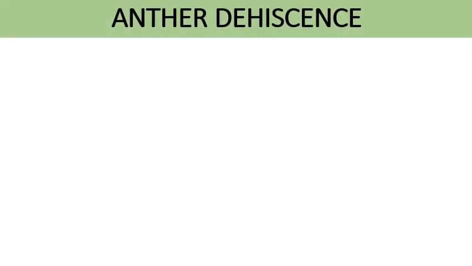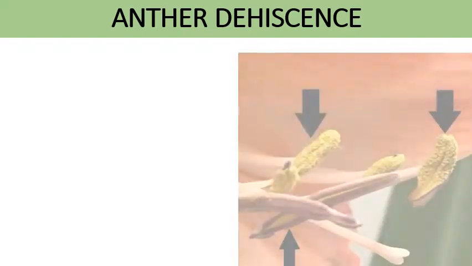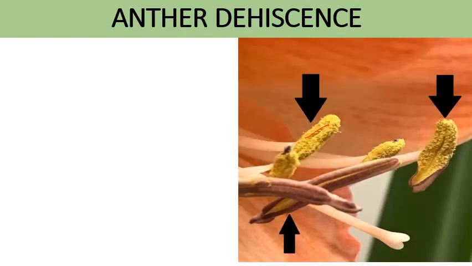Next comes anther dehiscence. It is the phenomenon of opening of anther to release pollen grain. This is known as anther dehiscence. When anthers mature and pollen grains form inside, the anther will undergo the process of dehiscence, which means an opening is created through which pollen grains are released. So the release of pollen grains from this mature anther is known as anther dehiscence.